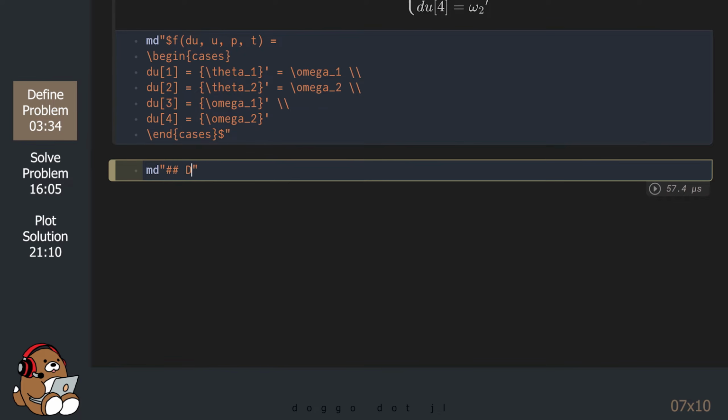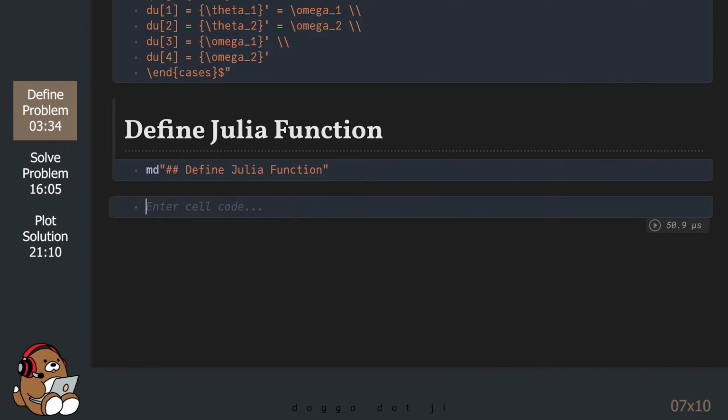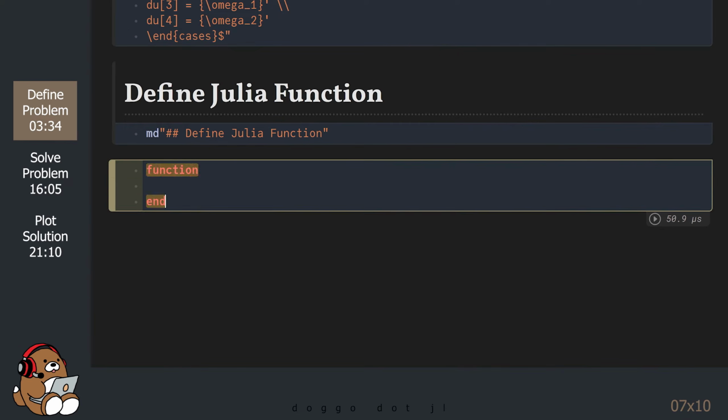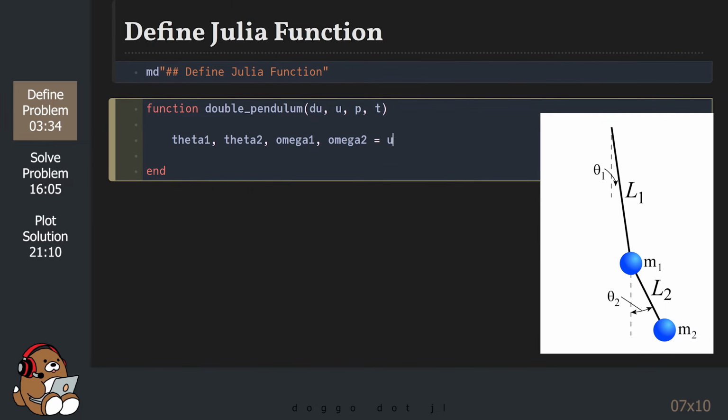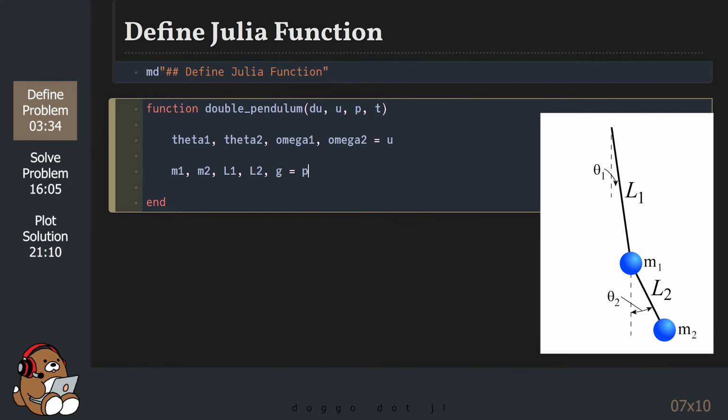Now, when it comes to defining the Julia function, that's going to take some work. For the most part, this Julia function looks like previous examples that we've seen. The unknown functions that we're interested in are the angles of the two rods, theta 1 and theta 2, measured in radians, and the respective angular velocities, omega 1 and omega 2, measured in radians per second. The parameters are the bob masses m1 and m2 measured in kilograms, the rod lengths L1 and L2 measured in meters, and the gravitational acceleration of Earth, g, measured in meters per second per second.